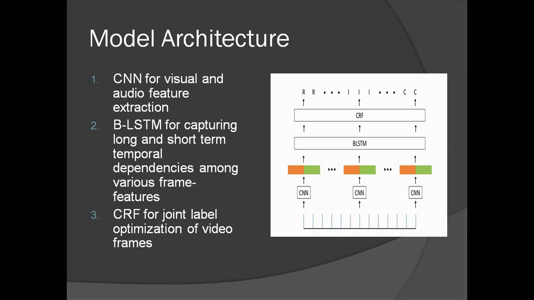Here are the three approaches fused together into one approach, where CNN is used for visual and audio feature extraction, BLSTM for capturing long and short-term temporal dependencies among various frame features, and finally CRF is used for joint label optimization of video frames.